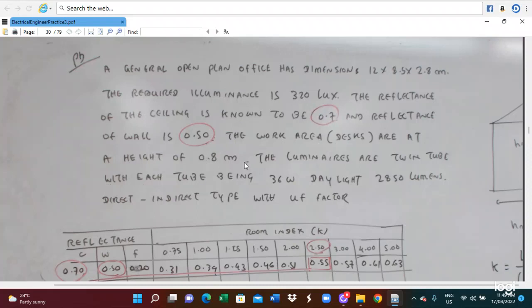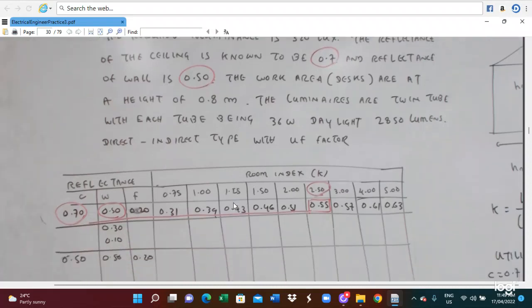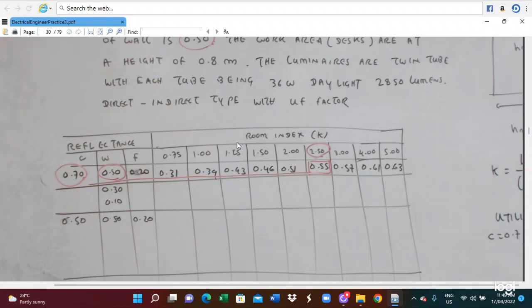The luminaires each have 2 tubes, each being 36 watt daylight, 2850 lumen, direct-indirect, tied with this UF, the utilization factor. So here is a table. This is the reflectance alone in this table here. So this is for the reflectance value. The CWF is given here, so there's 0.7 and 0.5 as the reflectance values.